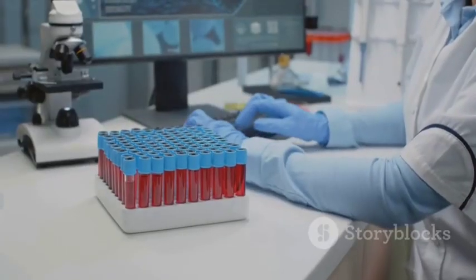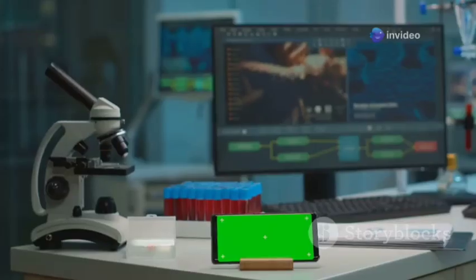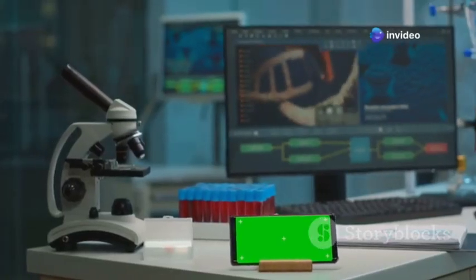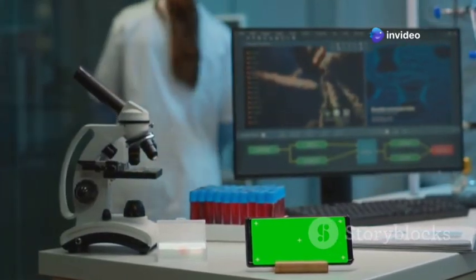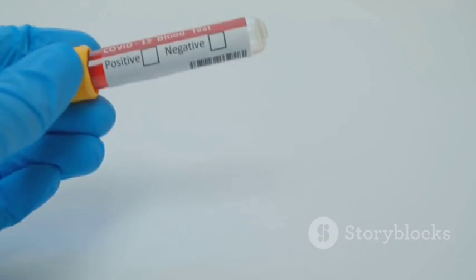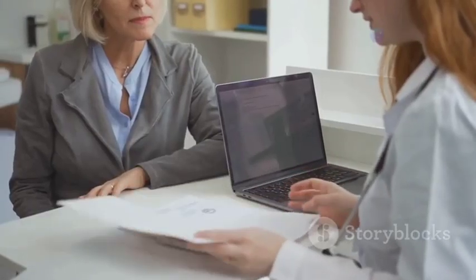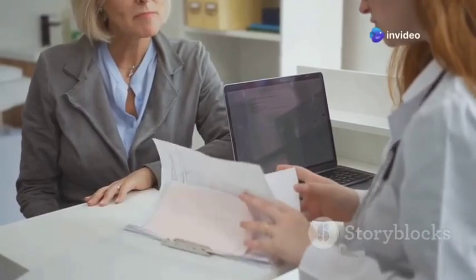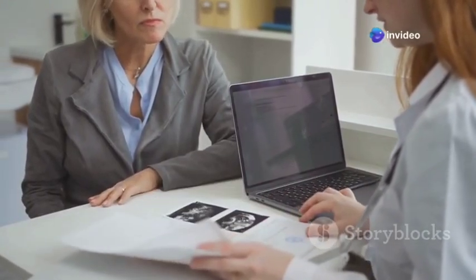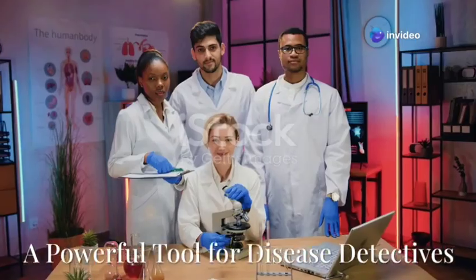This is because IgG antibodies take time to develop. During the early stages of an infection, IgG levels may be too low to be detected by ELISA. This could lead to a false negative result, meaning the test says you're not infected when you actually are. That's why doctors often use a combination of IgM and IgG testing, along with other clinical information, to get a complete picture of the infection.